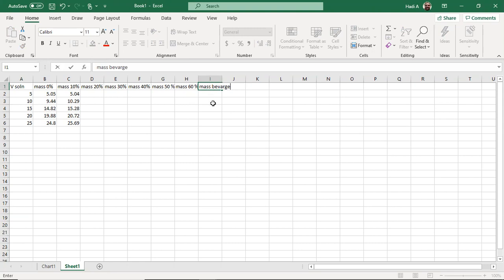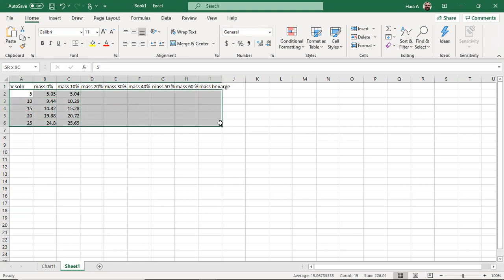This is how you can plot all of these on the same graph. So again, the mass of the 0%, mass of 10%, this is what we got from the experiment. Now what you're going to do is highlight these columns. If you had all of them, you would just highlight all of these, and it'll plot all of them onto the same graph. So I'm going to highlight these.